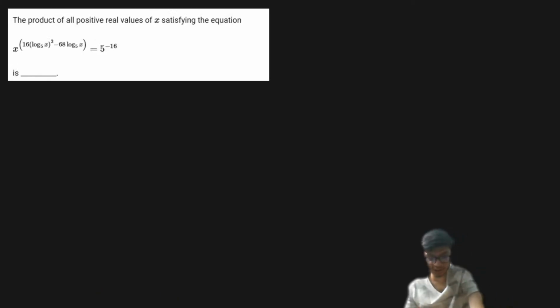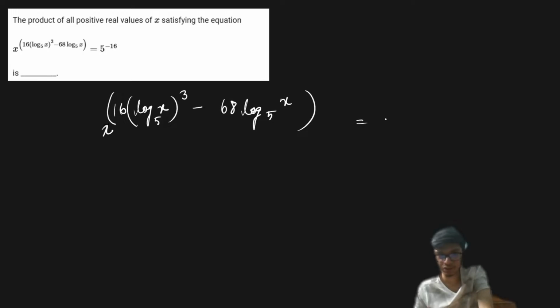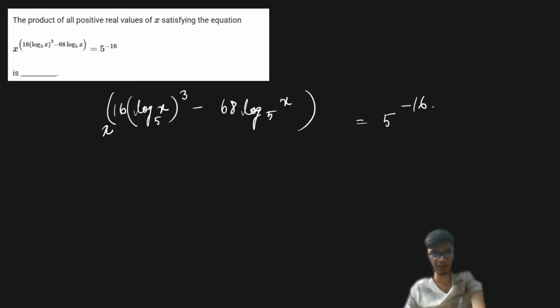So the next problem we have with us is again a problem involving the concepts of logarithm, right? So if we look at the question over here, we have x to the power 16 log x base 5 whole cube minus 68 log x base 5, and this particular thing is equal to 5 to the power minus 16, right? Now we have to solve for the real values of x. So the product of all positive real values of x satisfying the equation is what we need. So from this equation, I have to find the solution for x, right?